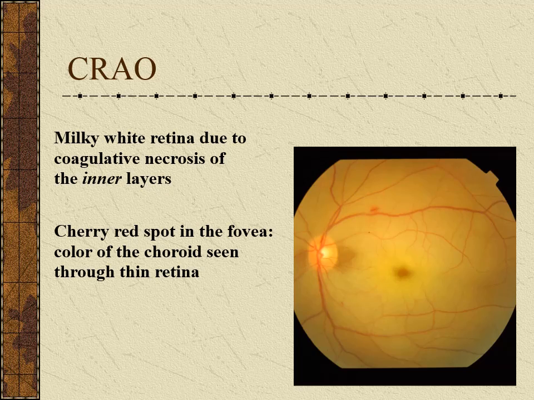The cherry red appearance of the retina, which is a very helpful sign for diagnosis of central retinal artery occlusion, is mainly caused by the milky white appearance of the central part of the retina, but the fovea will still appear red, so it looks like a cherry appearance.